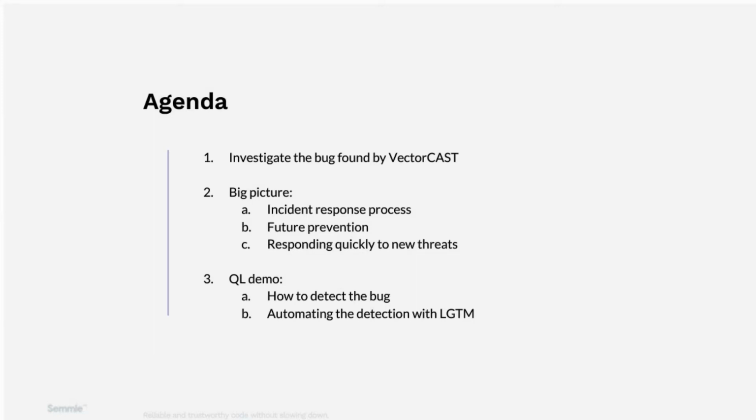So I'm going to talk about the incident response process and what you need to do when a bug is found in your software. And I'm going to talk about how you can try to prevent similar bugs from happening in the future, and also how you can be ready to respond quickly to new threats when they come in.